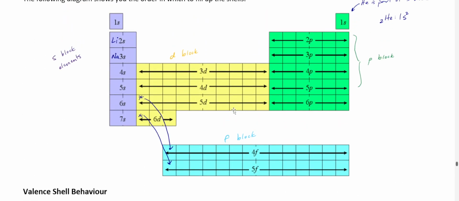Similarly, if I look at potassium, potassium's right below it. And we'll do this one a little bit quicker: 1s2, 2s2, 2p6, 3s2, 3p6, 4s1.